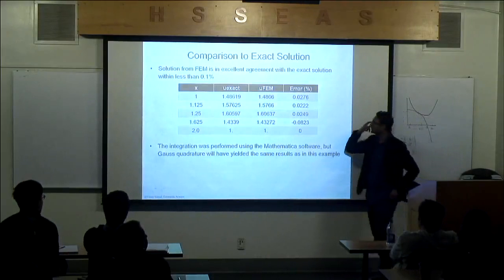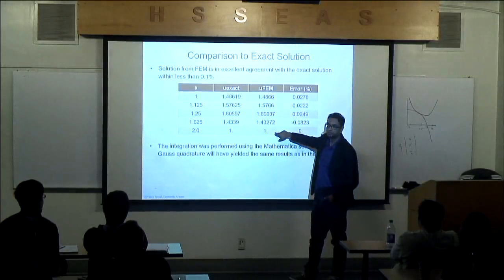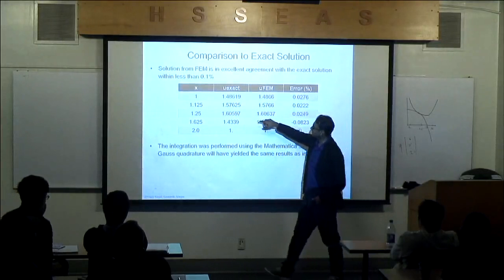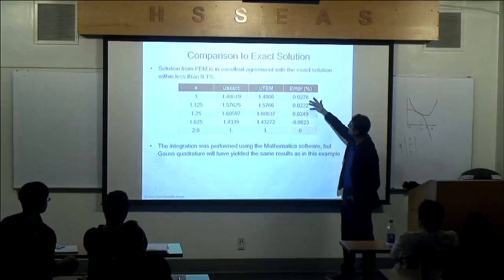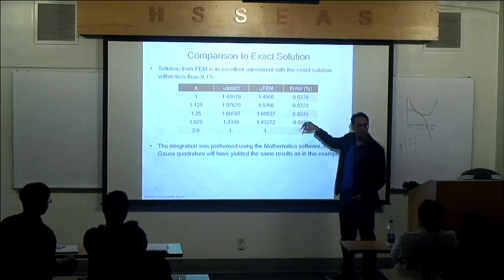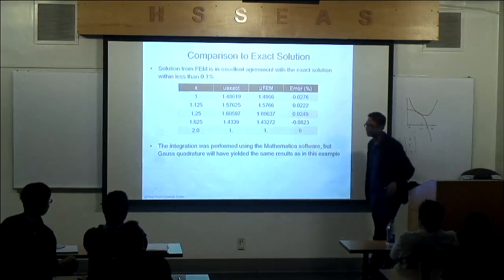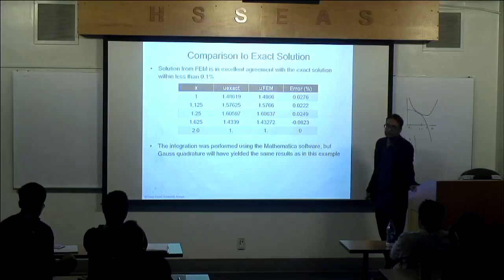And guess what? U exact and U finite elements, at the different nodes I was solving for. And the error was less than 0.1%. Less than 0.1%. Actually, I'm being very generous here. I was actually rounding things off to make it probably worse. But it's really, really nice. 0.1%. And I use the integration within Mathematica.